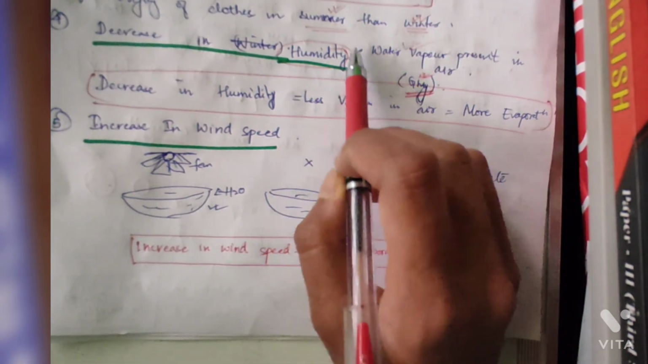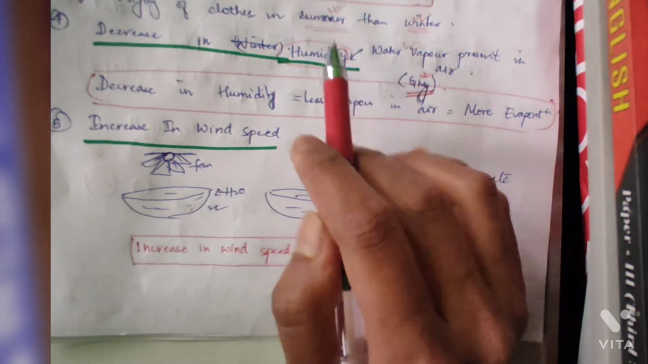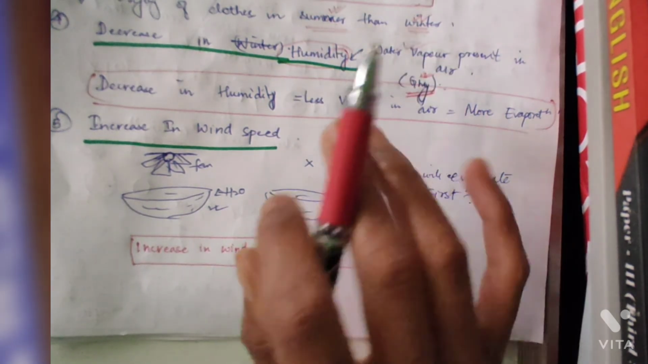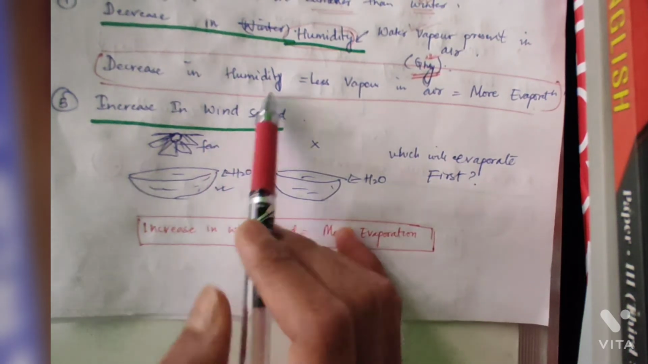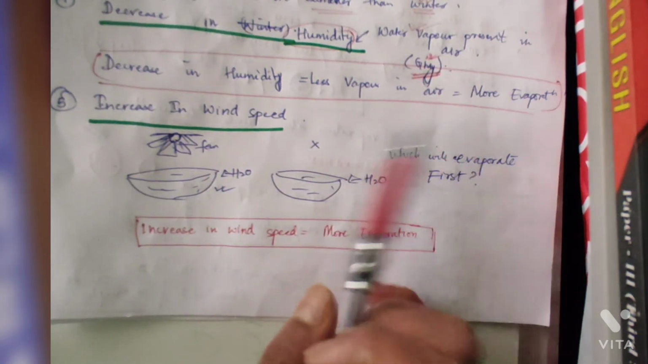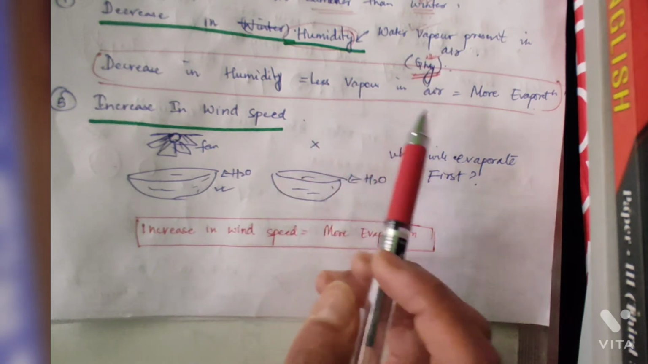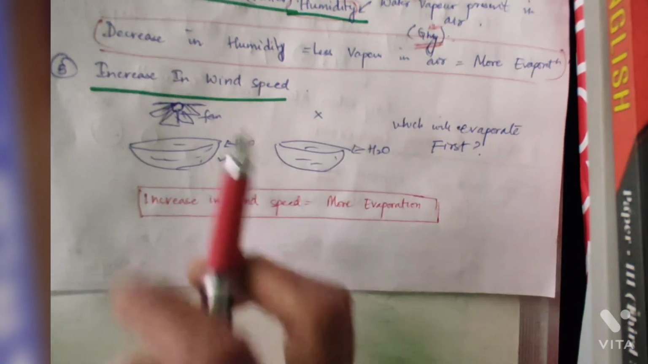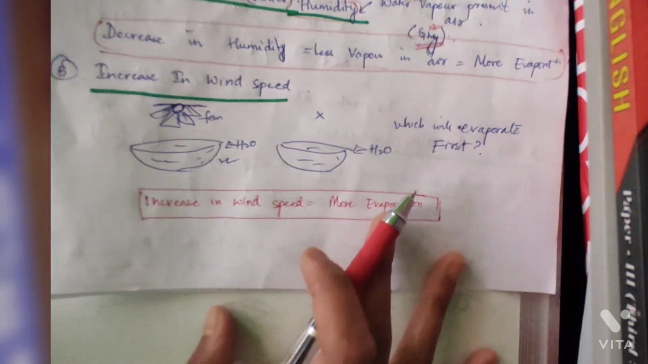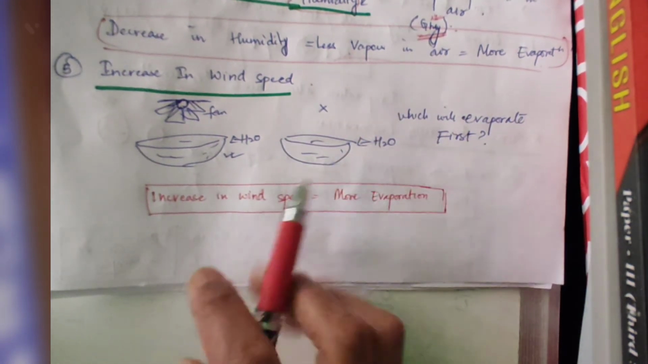So I hope you got the meaning of humidity. Humidity simply means more water vapor present in the air. So if you decrease the humidity, there is less vapor in the air, and more evaporation. If there is less water vapor in the air, then obviously more evaporation will take place. This is simple, just like that. All right, the examples you look at on your own.